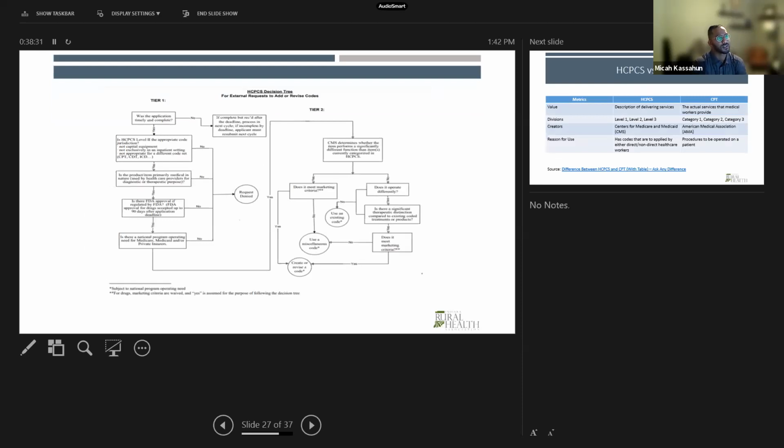Here is the HCPCS decision tree for whether a code needs to be added or revised. Again, this is a very fluid process and will always be changing with the times. If there's a new disease out there, a new drug out there, is it a new service or just a new innovation related to medical technology that comes out.